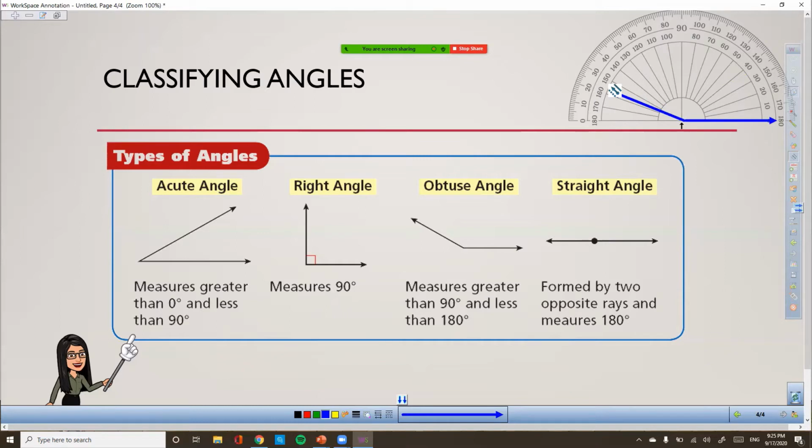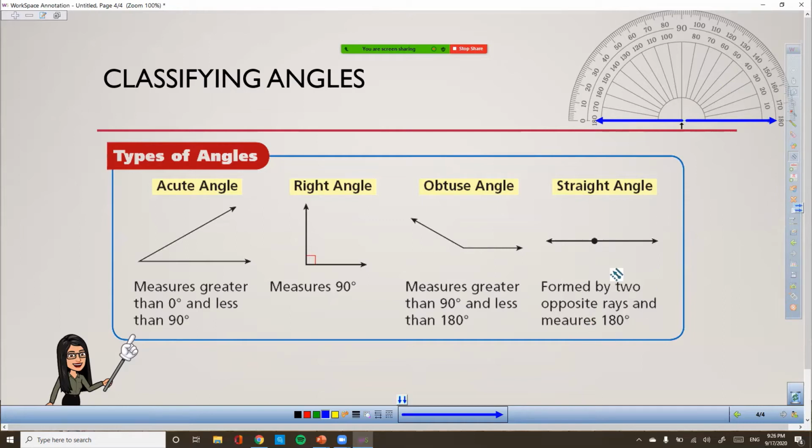And lastly, a straight angle. A straight angle is formed by two opposite rays. If you remember from our first chapter, it has to be two opposite rays, and it measures 180. Why two opposite rays? Because if I start at 0 and go all the way to 180 degrees, we create two opposite rays. In this case, it will be a straight line. That's why a straight angle has to be exactly 180 degrees.